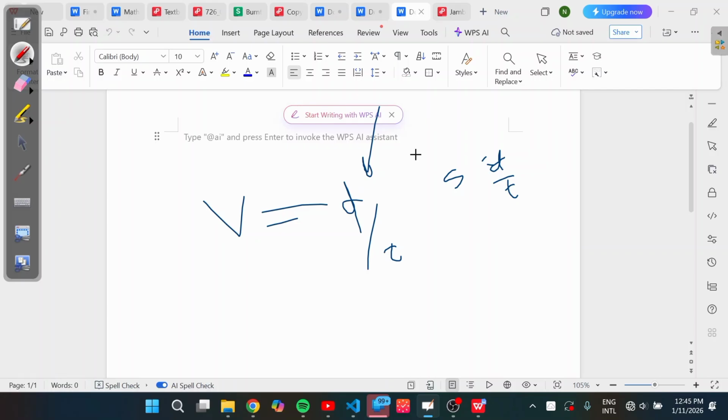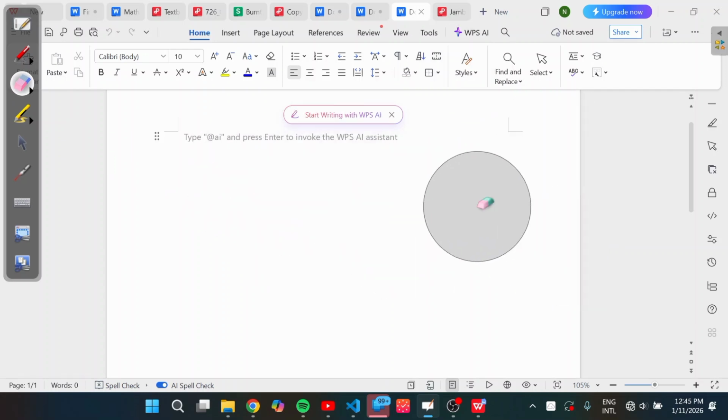Now let's take one little example. So imagine that we have a car that travels at an average speed of 100 kilometer per hour. Let's see, speed equals 100 kilometer per hour.